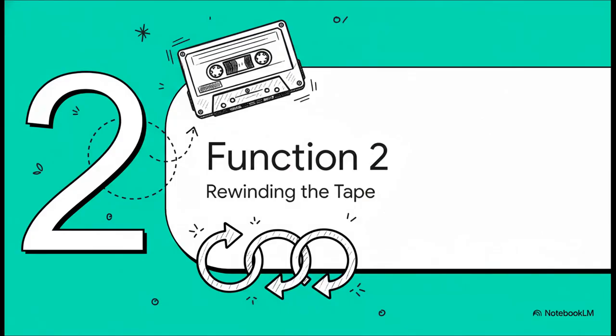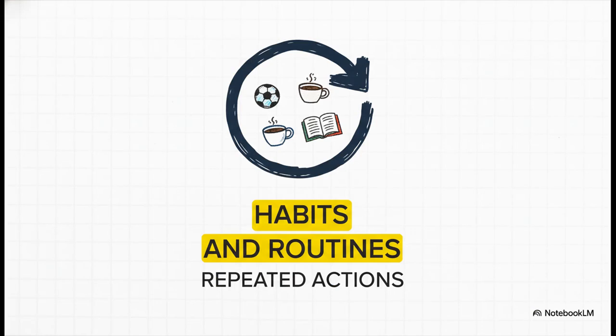Okay, let's move on to its second function, which is so cool. I like to think of this one as rewinding the tape. This is for all those things that happened over and over and over again. Your habits, your old routines. It's like a memory you can just hit replay on. So here's the takeaway. Anytime you want to talk about something you used to do, the imperfect tense is your best friend. It's built for those actions that were repeated or just part of your normal life back then.